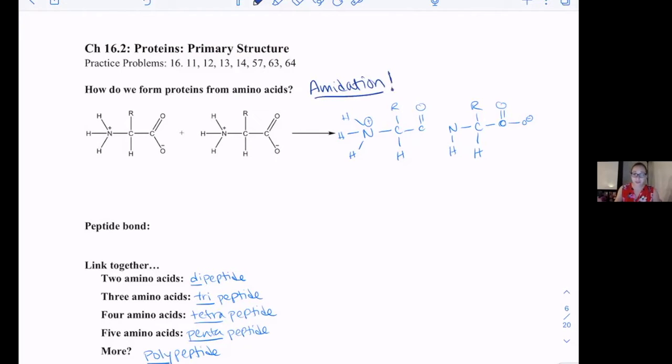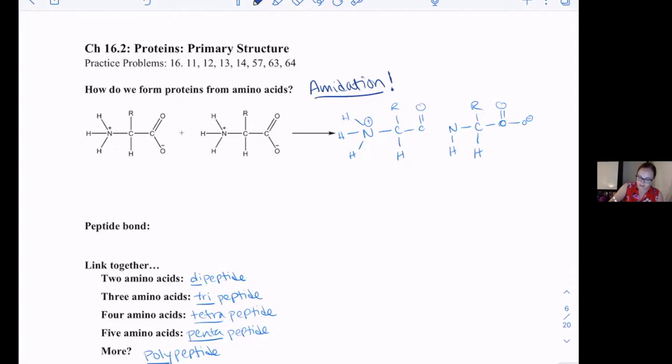We've learned amidation reactions before, but this one's going to be a little bit different. Actually, it's not any different, it's just a little bit different because of the charges that we see. But you see that we have two amino acids coming together, one amino acid on the left, one amino acid on the right. So what we're going to do is make an amide bond and form water.